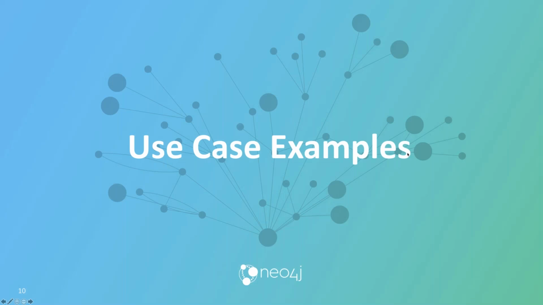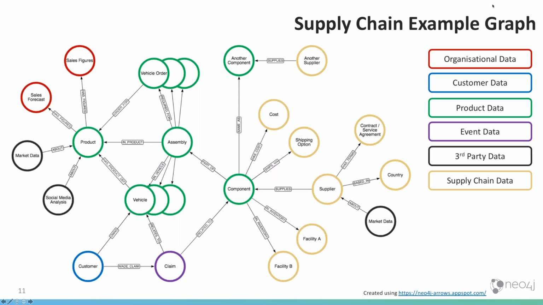Okay, so we'll start with supply chain. We'll look at some ways that we can combine the data that we've already talked about to manage our supply chain, right? To have an overview of it and be able to interact with that data to make decisions.